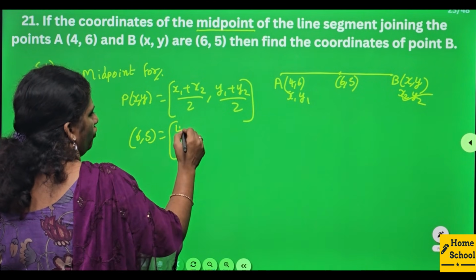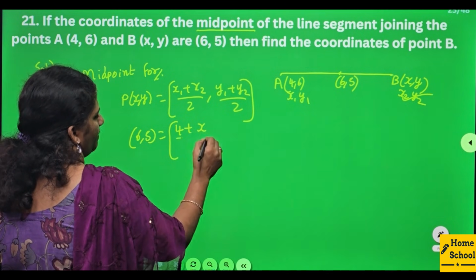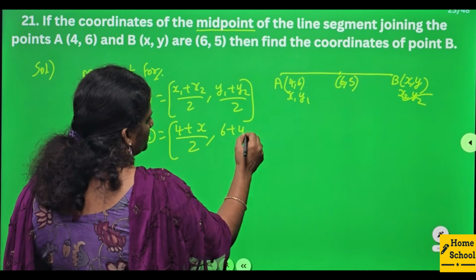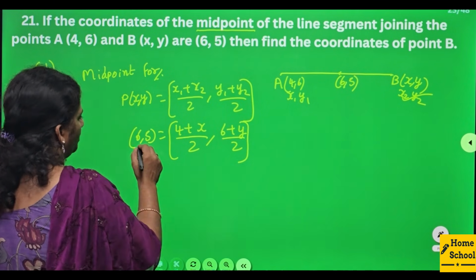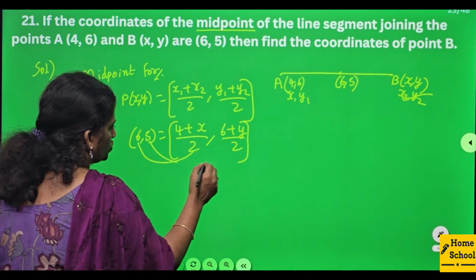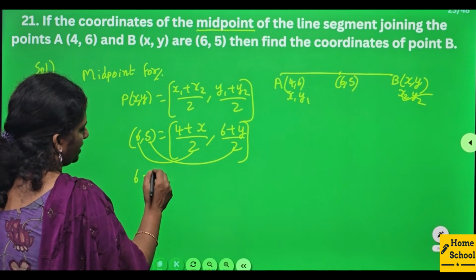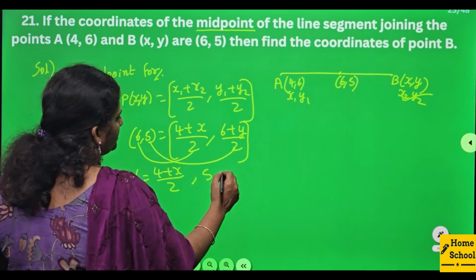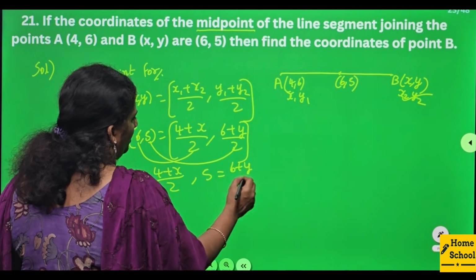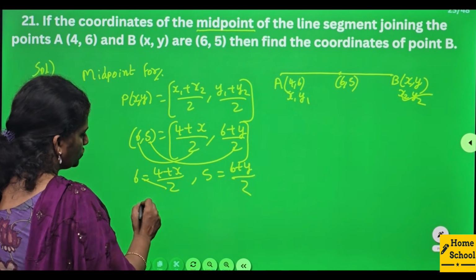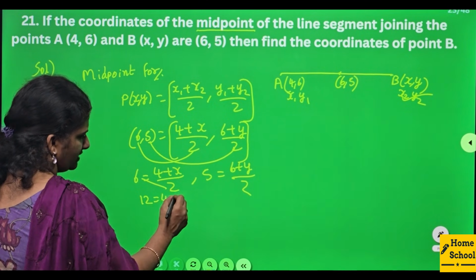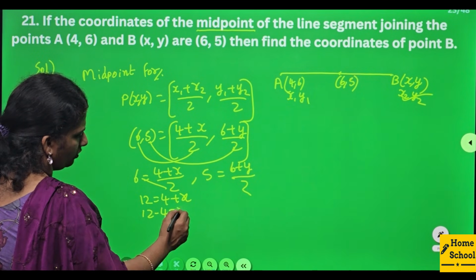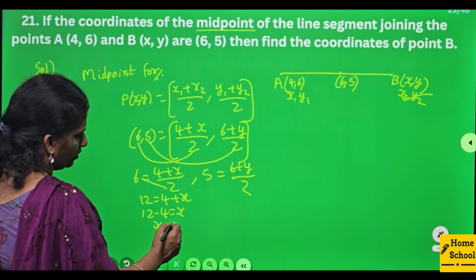x1 value is 4, x2 value is x by 2, comma, y1 value is 6, y2 value is y by 2. Now equate these two, children. 6 is equal to 4 plus x by 2, comma 5 is equal to 6 plus y by 2. 6 2s are 12 is equal to 4 plus x, and this 4 bring this side. 12 minus 4 equal to x. x is equal to 8.